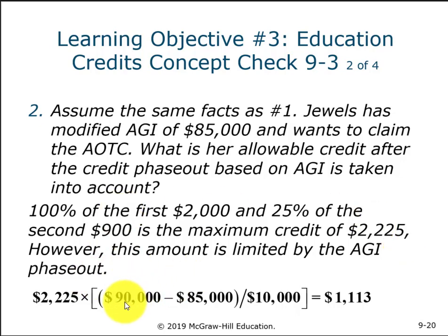And it's phased out, that's true, a little bit. In fact, half of it, because they're halfway through the phase-out range. The phase-out range was 80 to 90,000. If this was lifetime learning credit, they'd be past the phase-out range already. So half of it. So you're going to subtract that, or have left the 1,113. Half of the credit is actually available to this taxpayer.